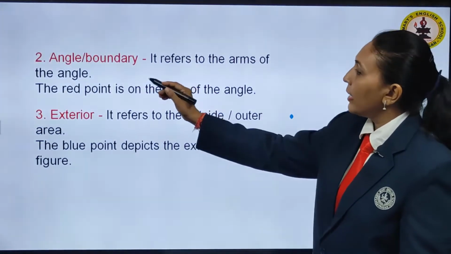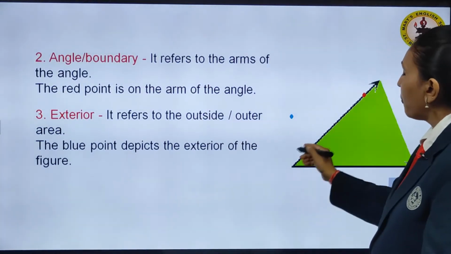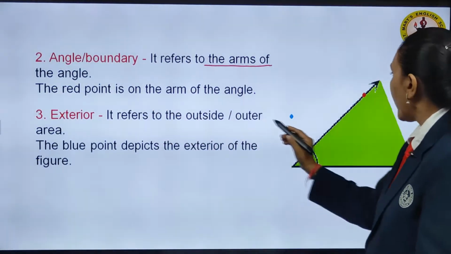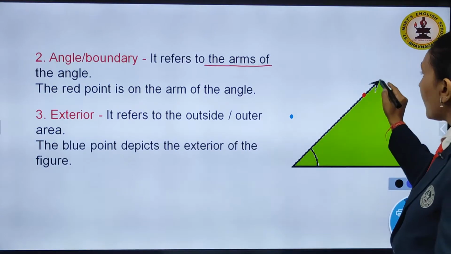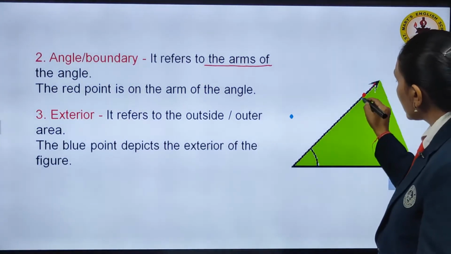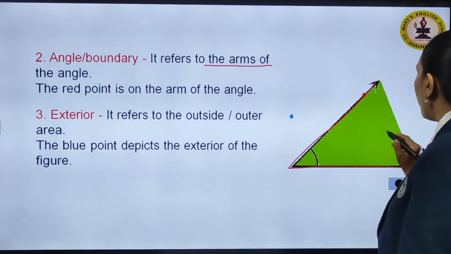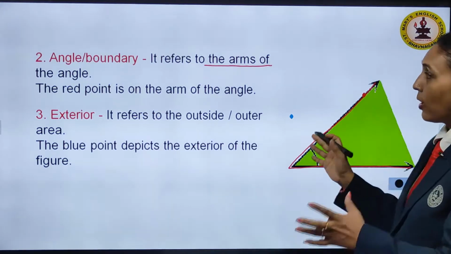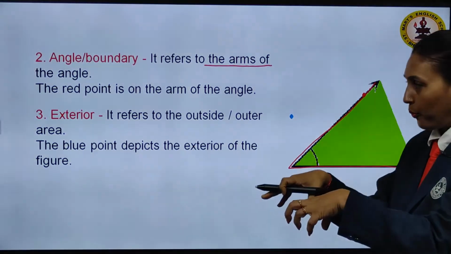Now let us see what is the next with us. That is on the angle or the boundary. As I told you, boundary refers to the arms of the angle. You can see this red point is marked on the angle or on the boundary. You can see this is called on the boundary, right? So the red point that I marked is called on the angle or on the boundary.